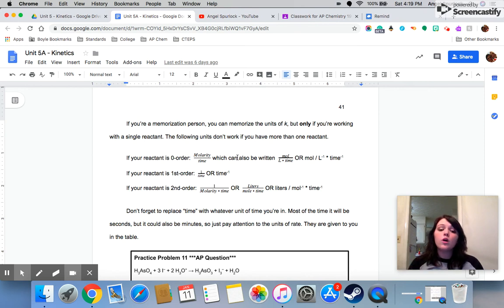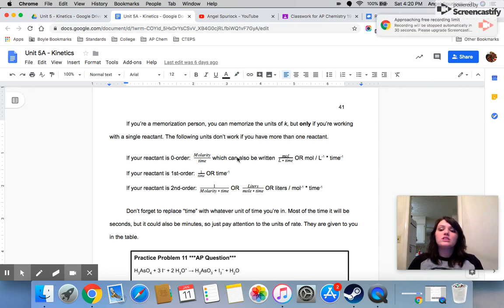If your overall reaction order is first, like our previous example was, there was only one reactant, it was first order, so 1 plus nothing, because there were no other reactants, is 1. Our overall reaction order was 1, and so every time our overall reaction order is 1, our unit for K will be 1 over time, or time to the negative first. So in this case, our time was in minutes, so it was 1 over minutes.